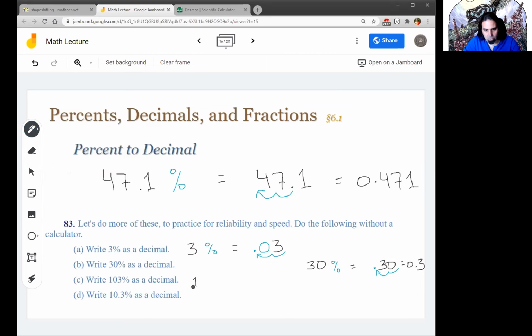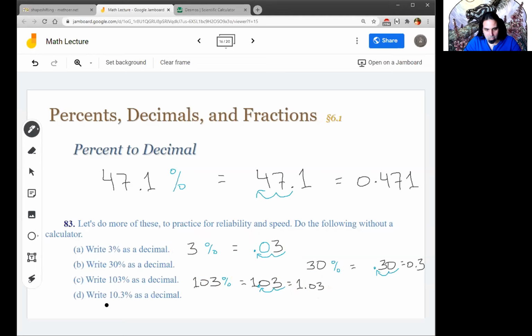Okay, how about 103%? I said a moment ago that you can have percents bigger than 100. I'm going to keep my 103. I'm going to replace the percent symbol. So I get 1.03. Notice that the 1 means the whole thing, and the 0.03 meant the 3% more than it. So 103% is the 100%, the whole thing, and the 3% more. We can see that in the percent symbol format, and we can see it in the decimal format.